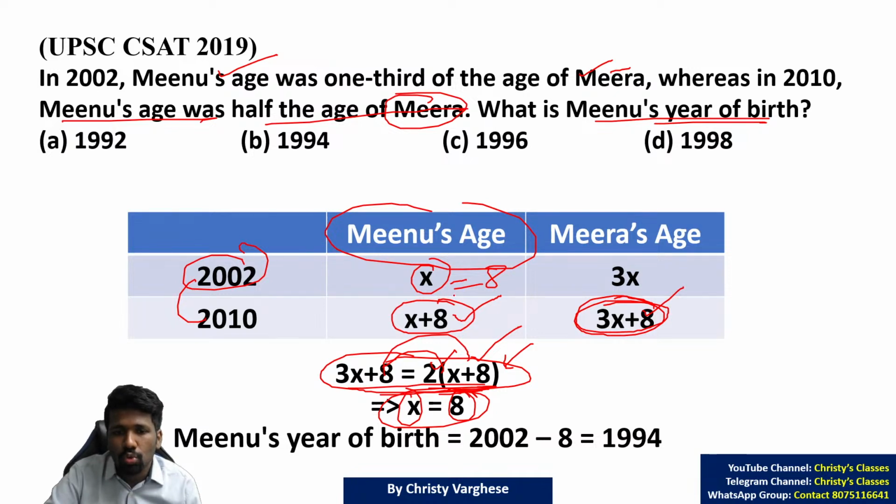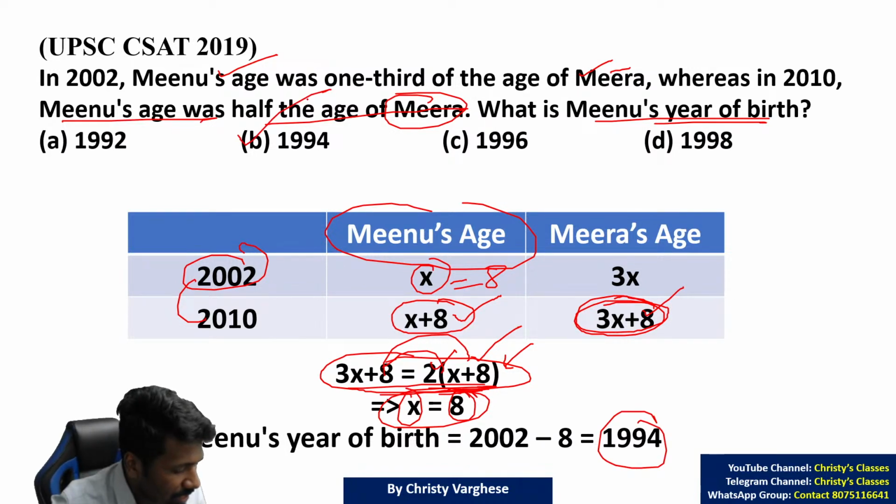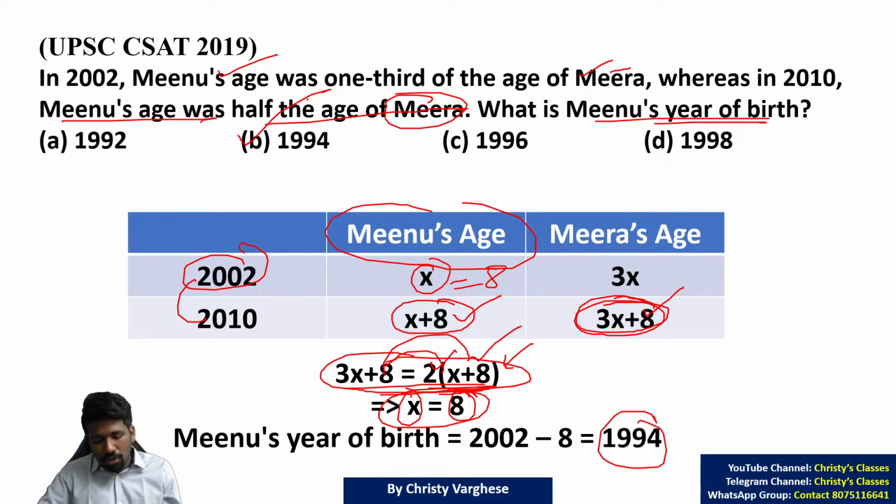In 2002, Minu was 8 years old, which means 8 years before 2002, Minu was born. Like now if you are 24 years old, you were born 24 years before. To find your year of birth, you just have to subtract 24. Like 2024 minus 24, 2000 will be your year of birth, na? Same way here, 2002 minus 8, 1994 is the answer. Super easy, right? Please respond. Is it completely clear? All of you?